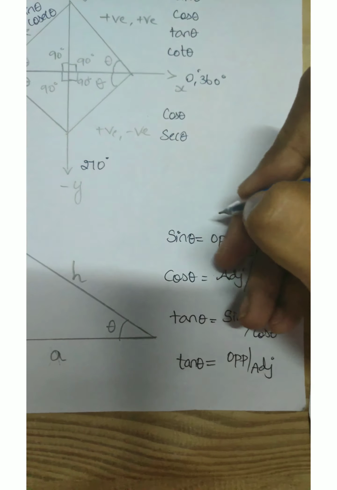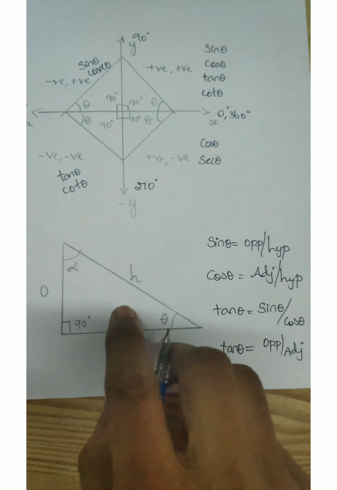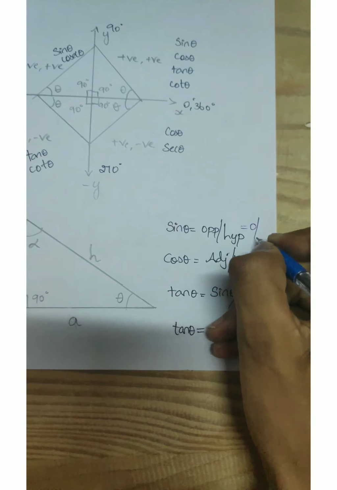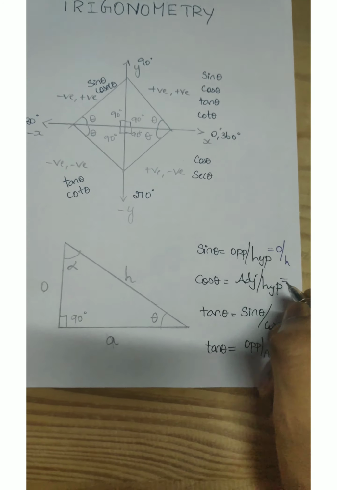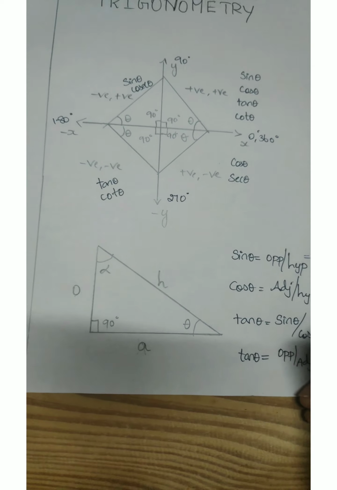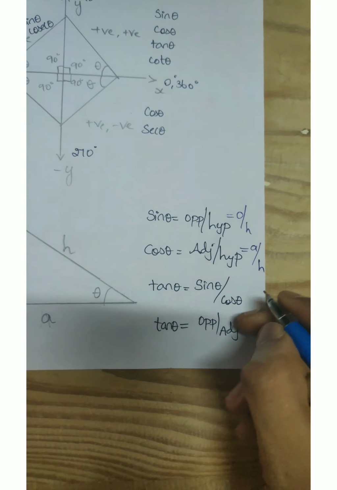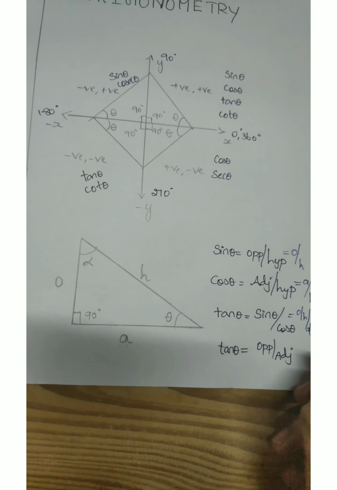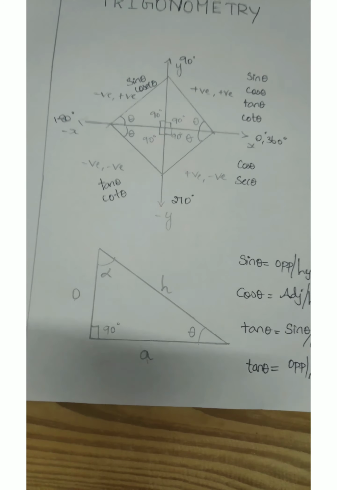So if you take sin theta, we know that sin theta is equal to opposite by hypotenuse. Here, the side opposite to theta is O, and the hypotenuse is H, so O by H. In cos theta, the adjacent is A, and as usual the hypotenuse is H. So tan theta is sin theta by cos theta, which is O by H divided by A by H. H gets cancelled, so it forms O by A.